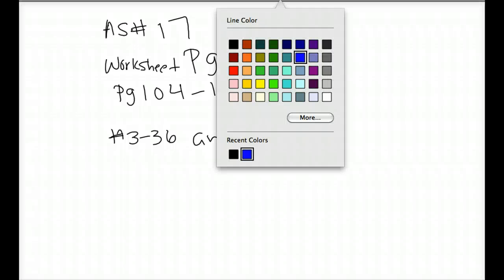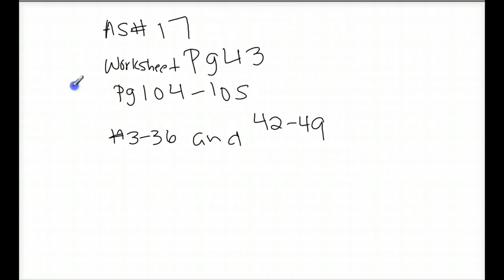Okay, so assignment 17, we are doing worksheet page 43. We are also doing page 104 through 105, numbers 3 through 36, and 42 through 49. So I'm going to do a few of these for you, start the assignment for you, and if you have any questions, let me know. Otherwise, just keep going on to complete this assignment.